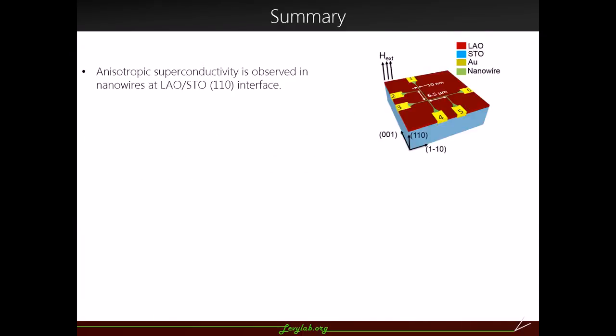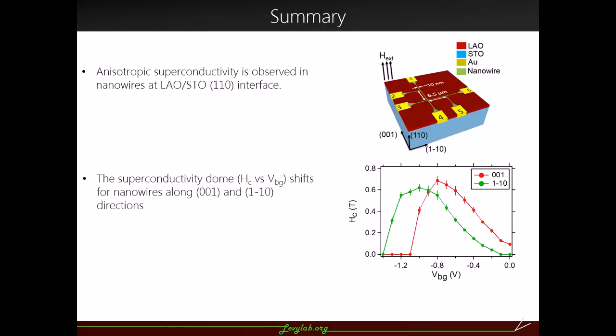So in summary, we observed anisotropic superconductivity of nanowires at the LaAlO3/SrTiO3 interface, and there is a superconductivity dome shift between nanowires along the 001 and 1-10 directions, and we think the dome shift is related to the carrier density and also related to the band structure and the Lifshitz transition.